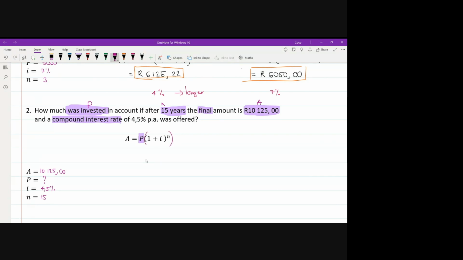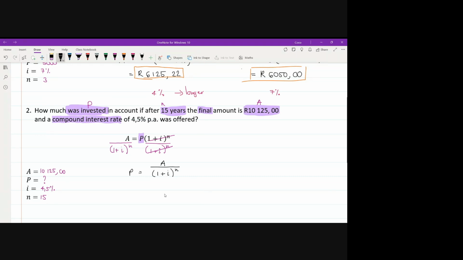This bracket over here. So if I want P on its own, I need to get rid of that bracket. But now this bracket is multiplied to P. So if I want to get rid of it, I must divide by the bracket to the power of N. Okay, so what I do on the right-hand side, I'm also going to do on the left-hand side. So 1 plus I to the power of N. Now anything divided by itself will be nothing. It will go away. It will be 1. And then we'll get P is equal to A over 1 plus I to the power of N.